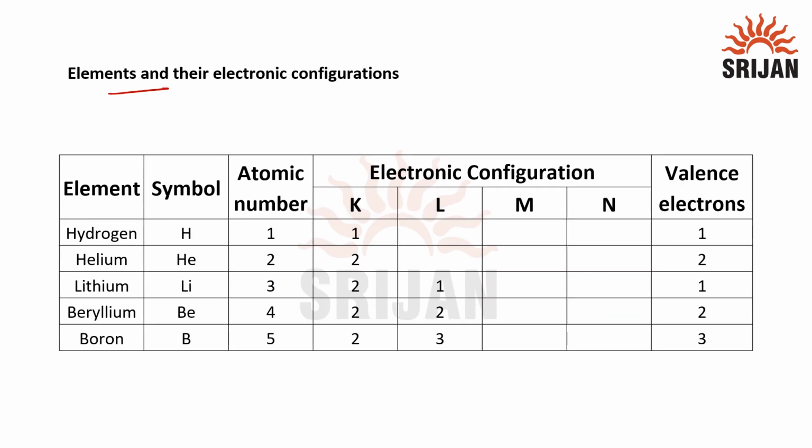Here we have elements and their electronic configuration. The first element is hydrogen, symbol H.